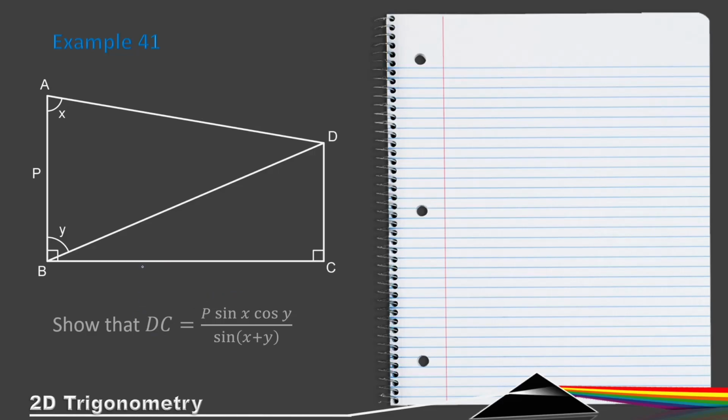It's quite simple, because when we're given this, to prove this, it says show that DC is equal to P sine x cos y over sine of x plus y. In most cases we are given two sides, and these two sides are actually in two different triangles. So here we have one triangle, and that's where P is, and then we have DC in this triangle.